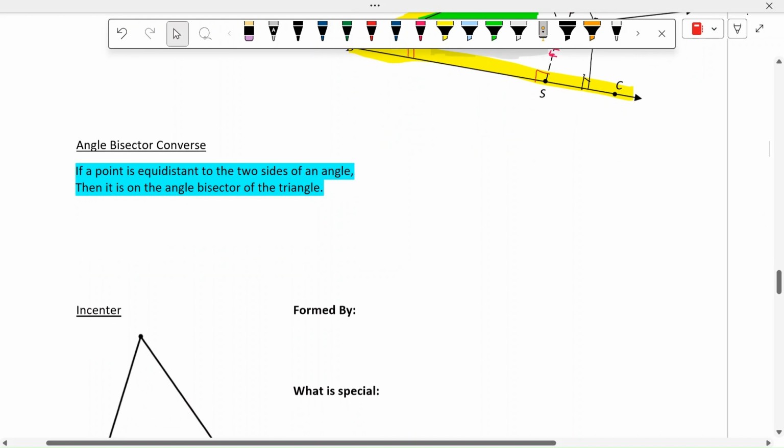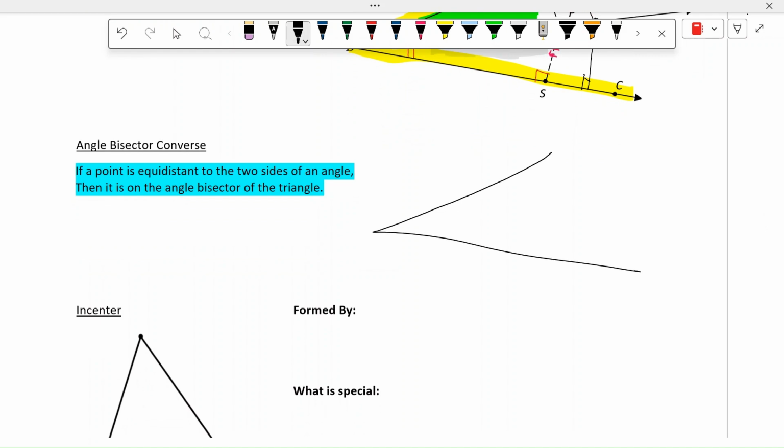All right, why would that work? Let's see. Here is some angle. And I'm going to have a point. Let's put it like right here. This point is the same distance to this side of the angle as it is to that side of the angle. So this is the given. This is the hypothesis part. And I believe that this point is on the angle bisector of that black angle.